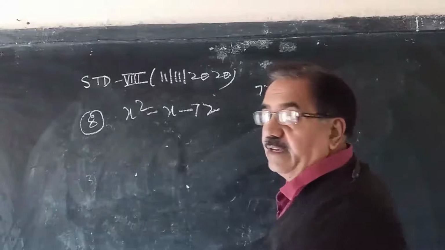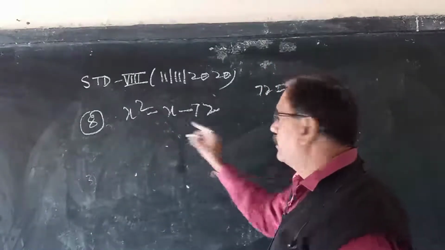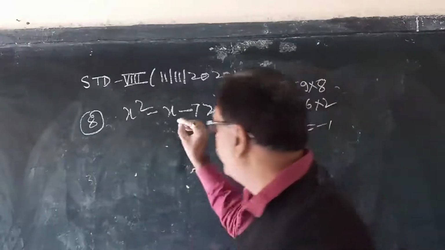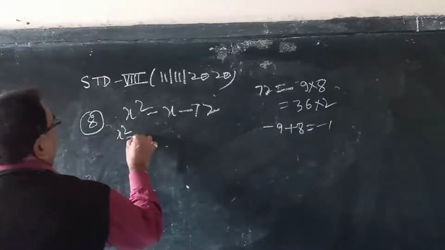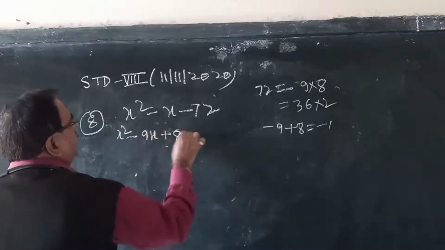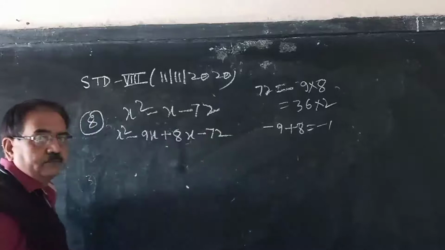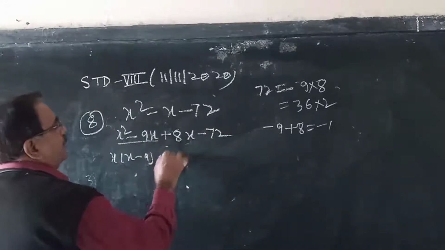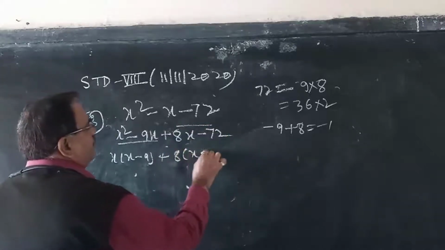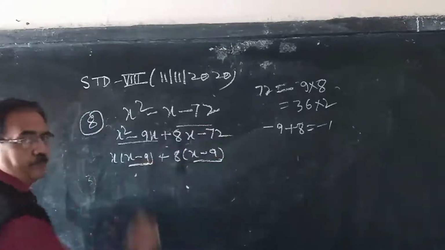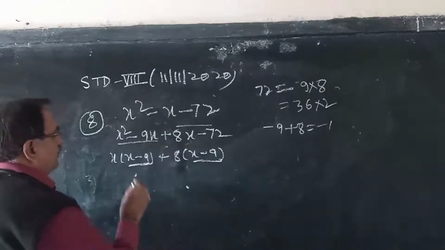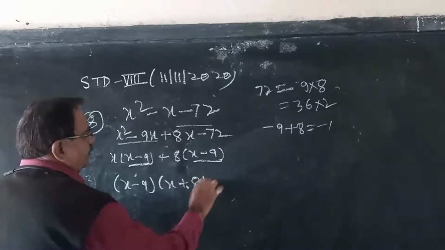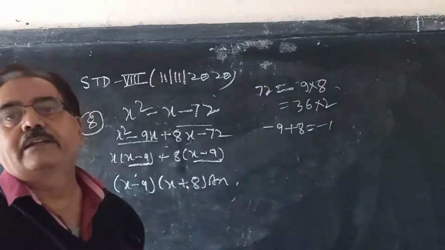So if we take 9 and 8, we want minus 1. So minus 9 plus 8 becomes minus 1. So we will write x squared minus 9x plus 8x minus 72. Now what is common in the first pair? x, x minus 9. Last pair 8, x minus 9. See, inside the bracket it is same, so we are going the correct path. Now on the whole common is x minus 9, then x plus 8 is left. This is our answer. Right, clear?